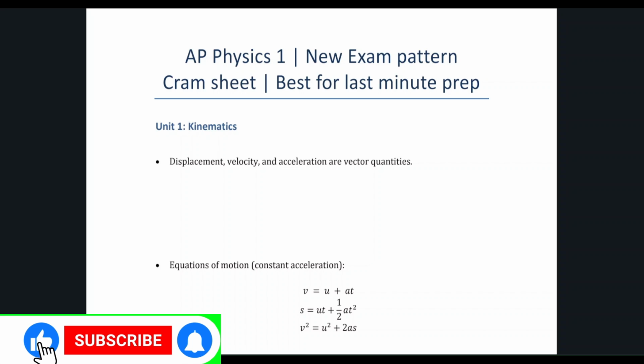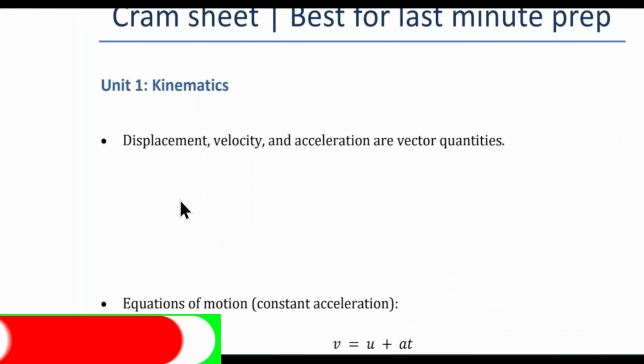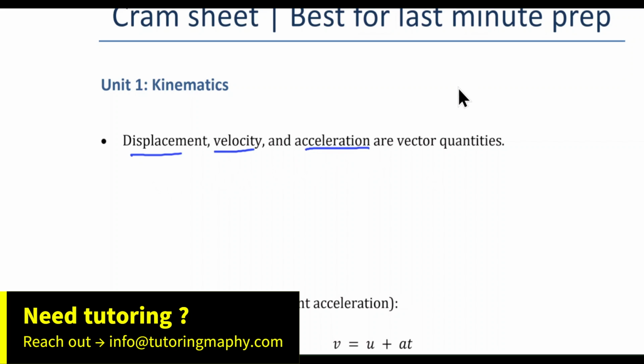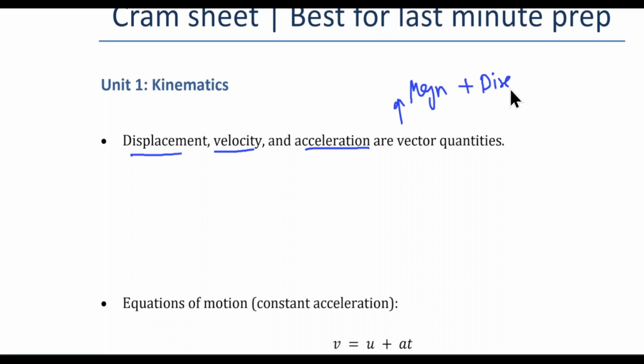Unit 1, kinematics. What is kinematics? Kinematics is all about distance, displacement, velocity, acceleration, speed, and so on. We always start by talking about vector quantities. So these are vector quantities. What are vectors? Having magnitude and a specific direction. So what are their scalar counterparts? Distance is a scalar, speed is a scalar, acceleration doesn't really have a scalar counterpart. These are all scalars, so they don't have a direction, only magnitude.